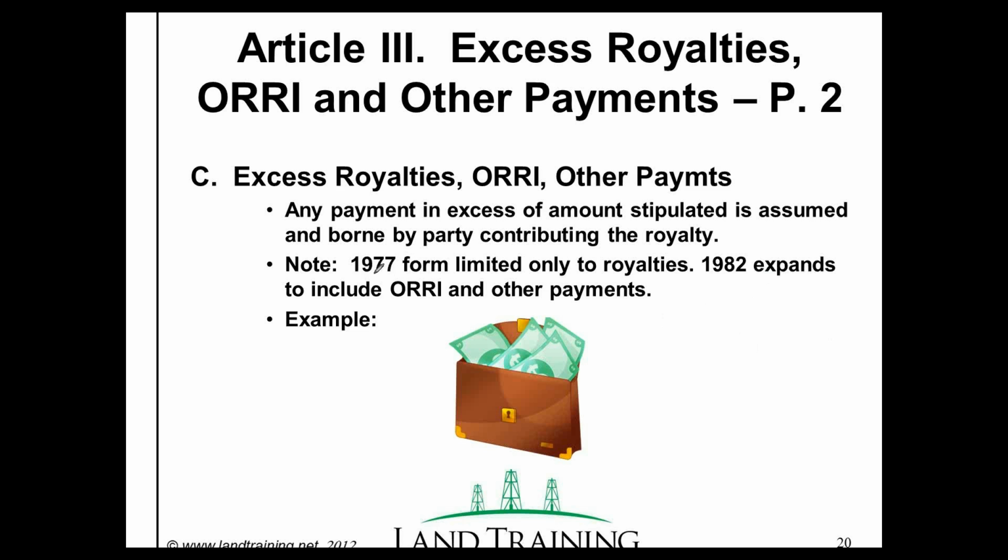The 1977 form said this was only for royalties. The 1982 says it also includes overrides and other payments. So if you give your geologist an override, that's something the operator is not going to pay. That's something that you are going to have to pay. That's called an excess royalty. So let's look at an example of that.